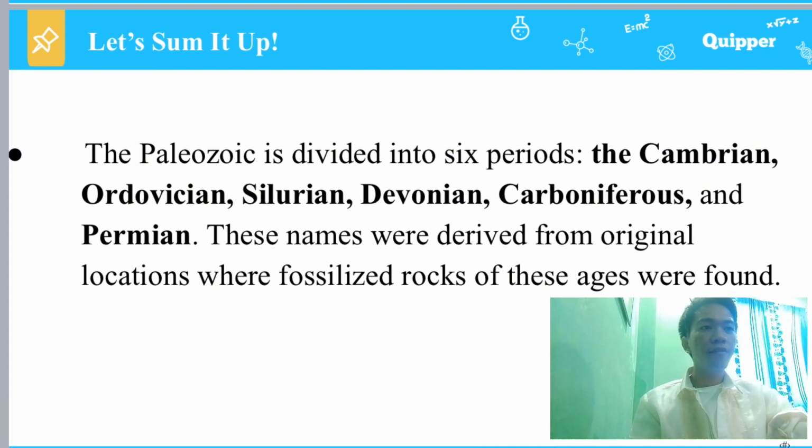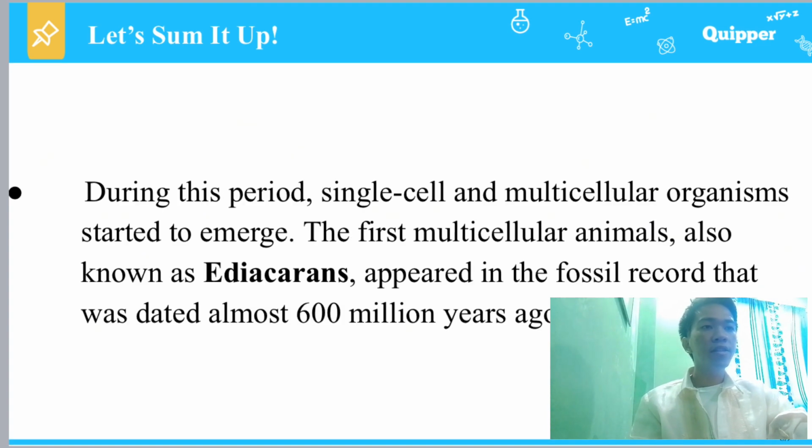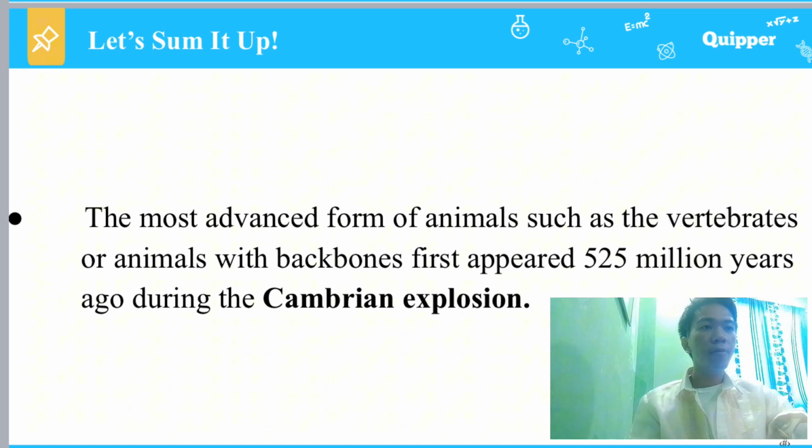Next, the most advanced form of animals, such as vertebrates or animals with backbones, first appeared 525 million years ago during the Cambrian explosion. This event, known as the Cambrian explosion, marked a rapid diversification of life forms and the emergence of complex anatomical structures in the fossil record. It also represented a pivotal moment in the evolutionary history of animals, leading to the development of diverse body plans and ecological niches that laid the foundation for the modern animal kingdom.